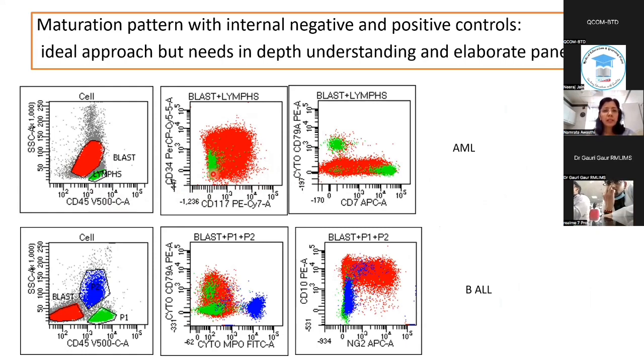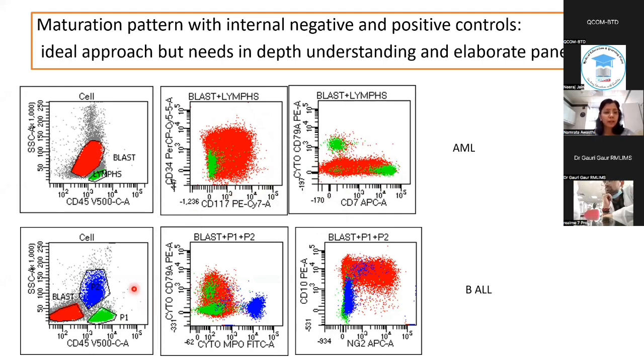The lymphocytes act as negative control here. We know that lymphocytes should not be expressing CD34 and should not be expressing CD117. And my blast population is expressing both. Similarly here, the lymphocytes are splitting into B cells and T cells, and my blast population is also showing CD7 expression. So we have internal positive and negative controls here. This was the case of AML.